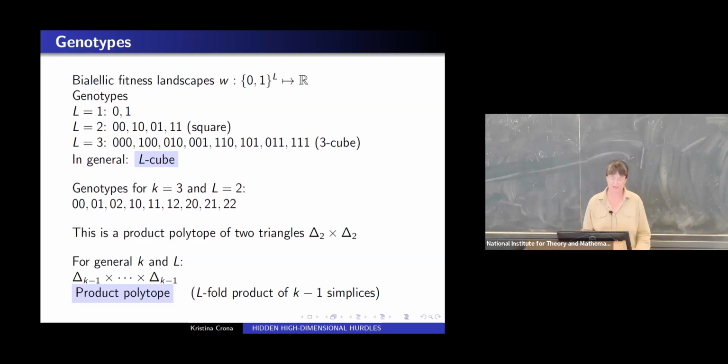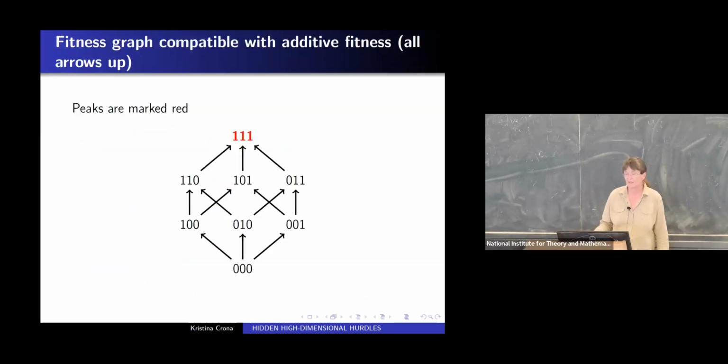And this we can think of as the product polytope of 2 triangles. And in general, if you want to use the polytope perspective, we get product polytopes that can be described as an L-fold product of K-1 simplices. And let us now look a little bit closer at what the fitness graphs can tell us at this point. I hope everyone is comfortable with the fitness graphs.